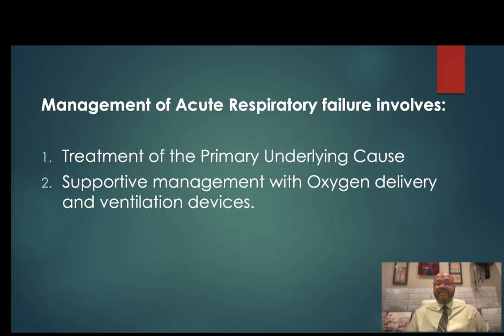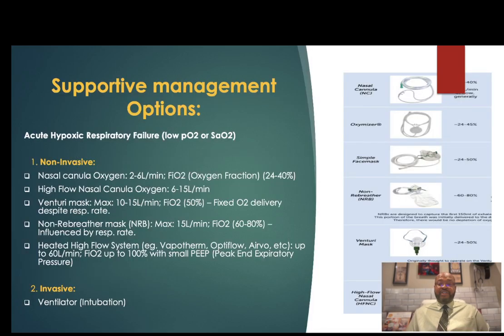So again, management of acute respiratory failure involves treating the primary underlying cause, the pneumonias, the heart failure or pulmonary edema. But then the supportive management is also part of your management, where you need oxygen delivery systems or some form of ventilation when there is a ventilation failure in the patient. So what are some of those supportive management options?